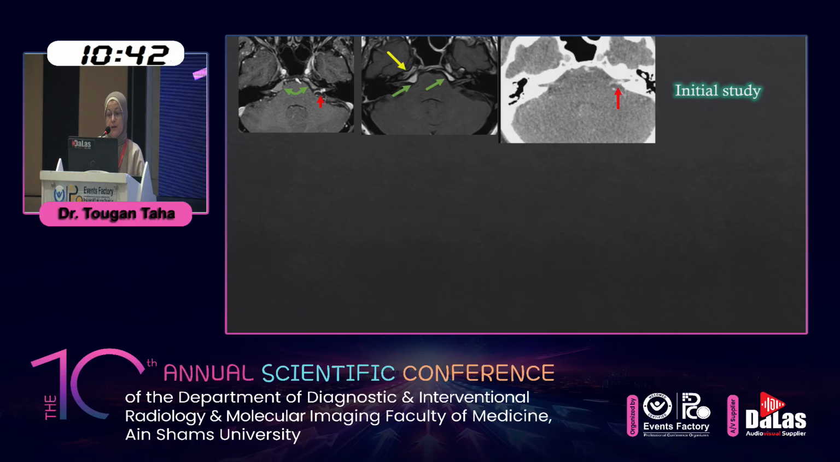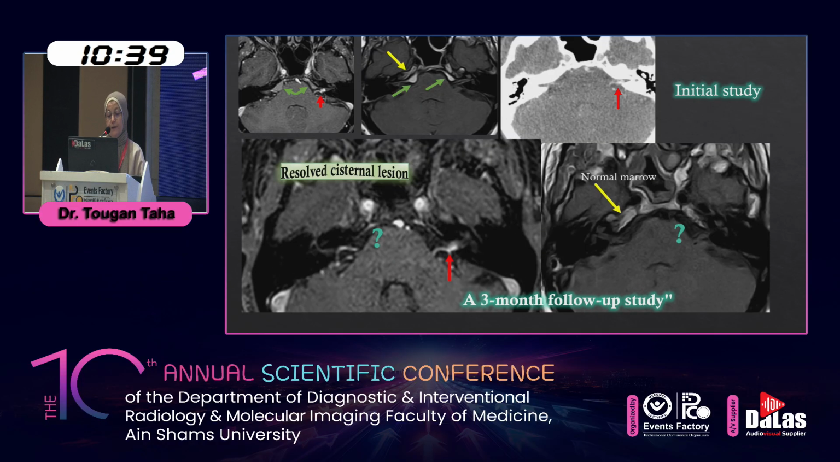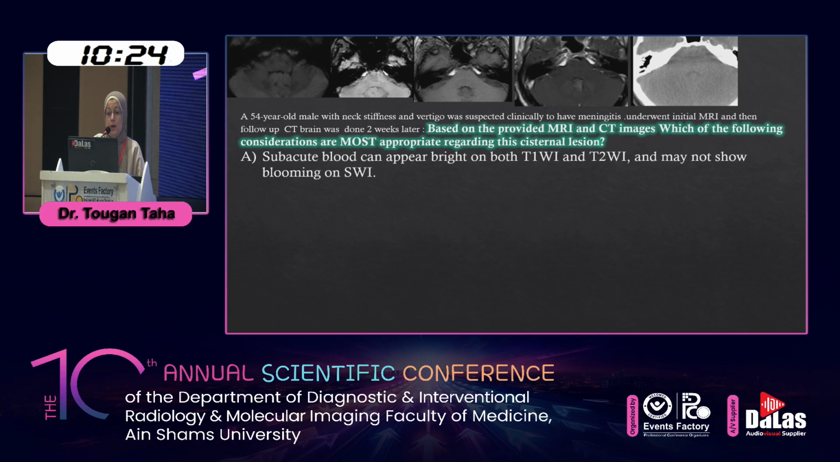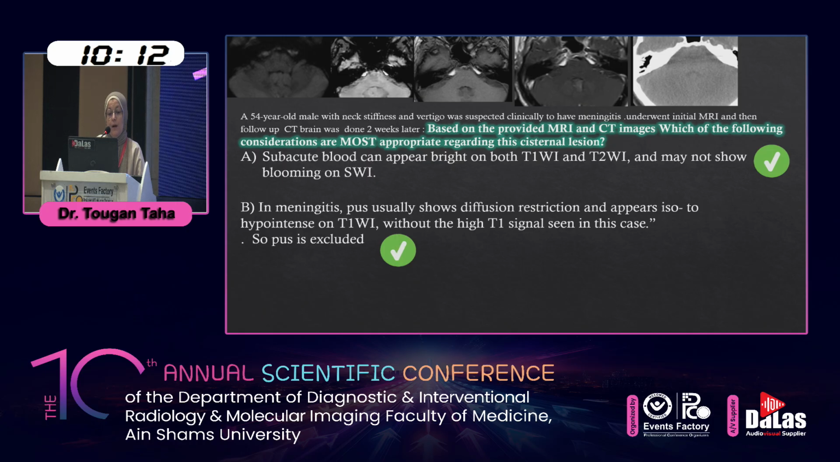This is the initial study, and this is a follow-up after 3 months for the same patient. There is a resolution of the prepontine cistern lesion, and only the left internal auditory canal enhancing nodule and the prominent vessel are seen. So back to our choices. This is subacute blood that can appear bright on T1, T2 and not show blooming on SWI. This is correct.